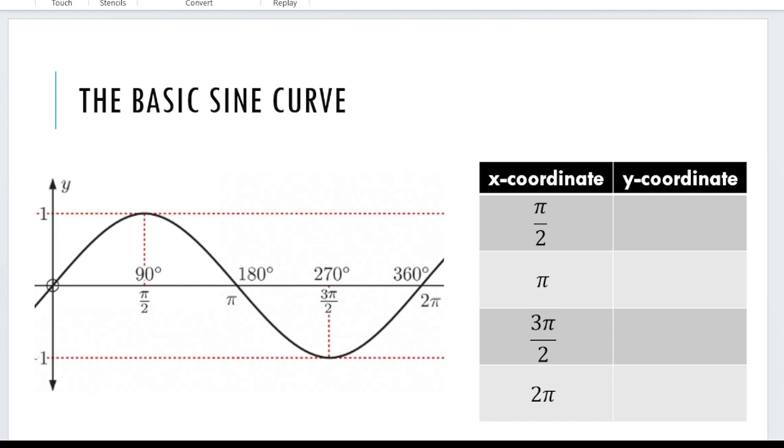So just to reiterate, pi on 2 in the x will give us 1 in the y. Pi in the x will give us 0 because it's at the baseline. 3 pi on 2 in the x will give us -1, and 2 pi will give us 0 again.